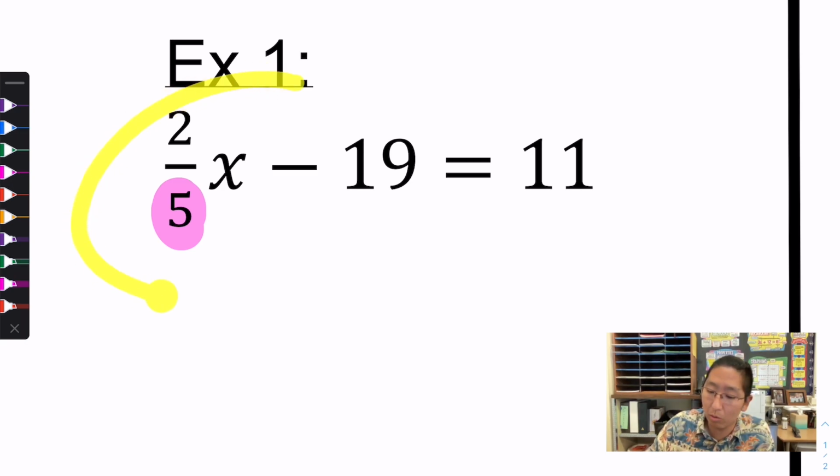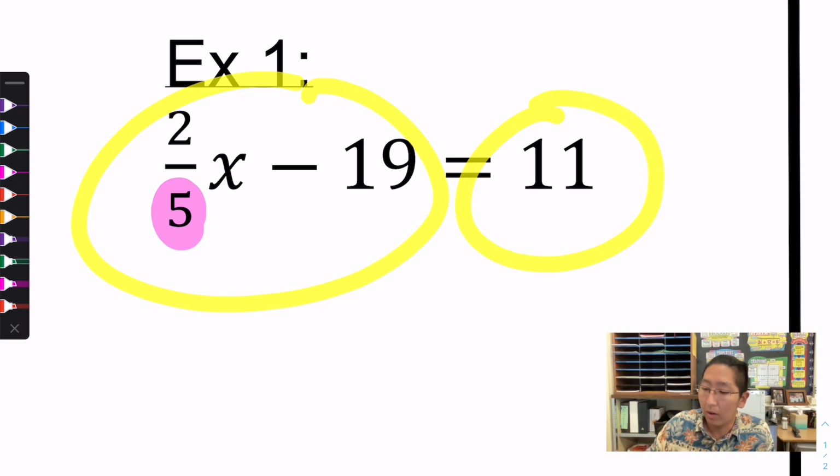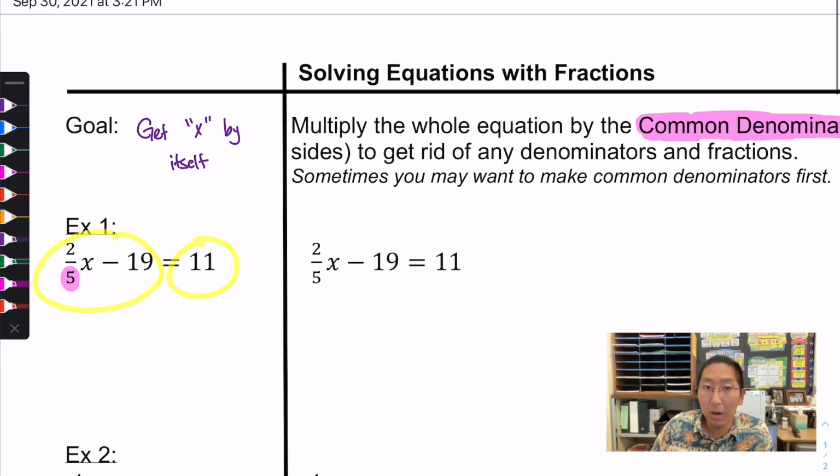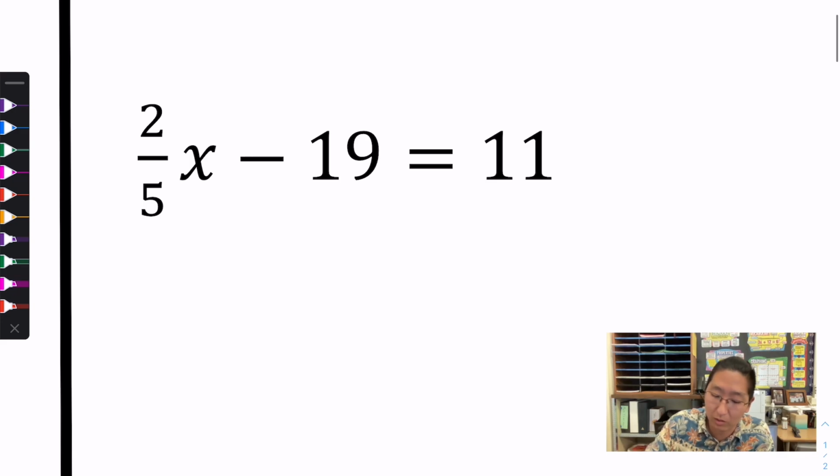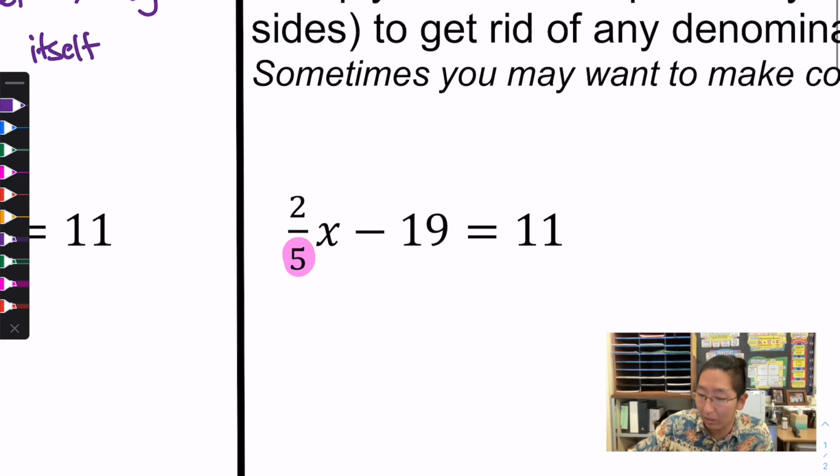Well, look at the whole entire equation. Are there any other denominators? Like 2/5 is a fraction here. This is our fraction. Are there any other fractions? No. So the denominator here is 5, and so the common denominator is 5.